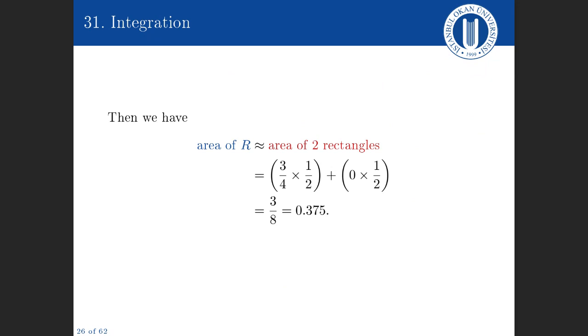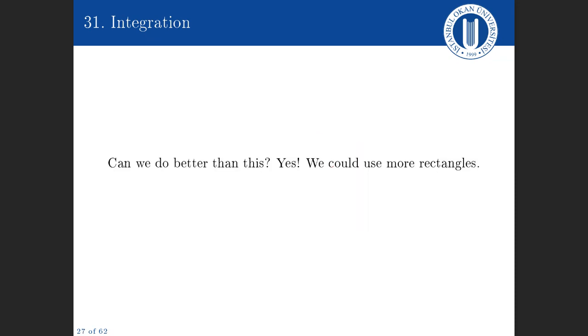We can say that the area of the region R that we want is approximately equal to the area of 2 rectangles. The area of the left rectangle is its height, 3/4, multiplied by its width, a half, and the area of the right-hand rectangle is its height, 0, multiplied by its width, a half. We get 3/8. Can we do better than this? The answer is yes. We could use more rectangles.